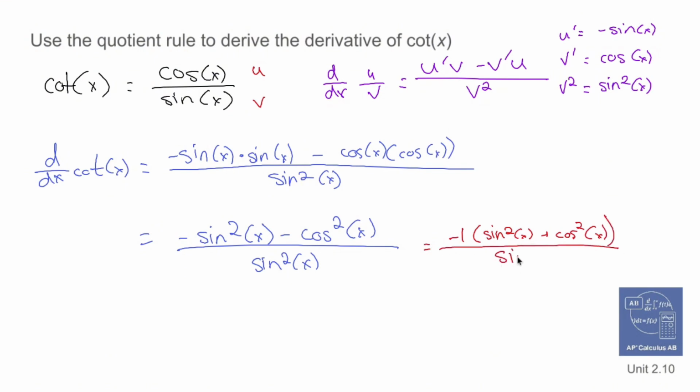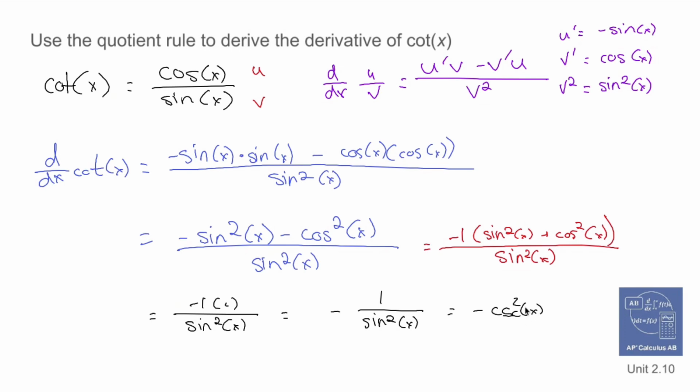Well, there's a Pythagorean identity that says that sine squared x plus cos squared x is just 1. So I get negative 1 times 1 up here over sine squared x. Negative 1 times 1 is negative 1, so let's pull the negative out, and that leaves me with negative 1 over sine squared x. And if 1 over sine is cosecant, then 1 over sine squared is cosecant squared.